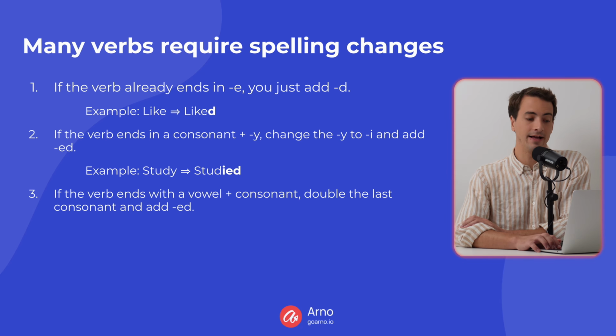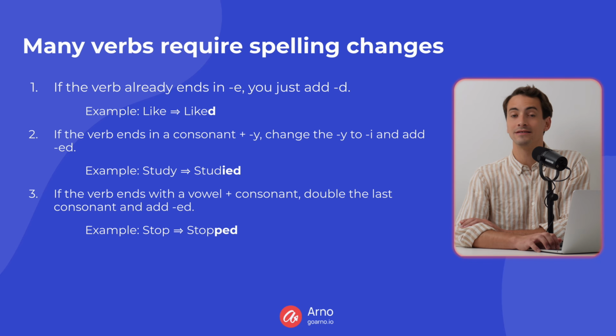If the verb ends with a vowel plus a consonant, double the last consonant and add ed. Stop becomes stopped. So O is a vowel, P is a consonant, therefore we add another P and then ed.